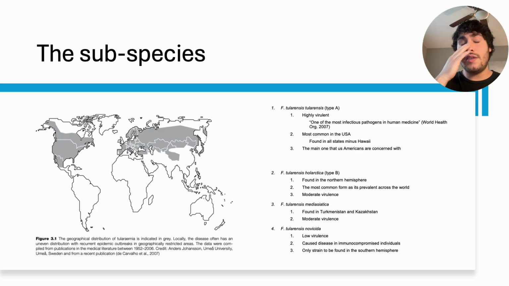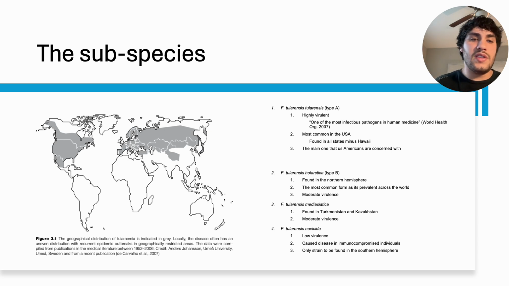Those transmission methods are kind of standard for type A and type B. So type A is our highly virulent strain. That's the one that we care about mainly in the US because it's prevalent throughout all 49 states. I'm excluding Hawaii because that's very far away. It's the main one that we like to think about, and it's the big one for something that I want to talk about later. So type B would be Holarctica, which is found throughout the northern hemisphere.